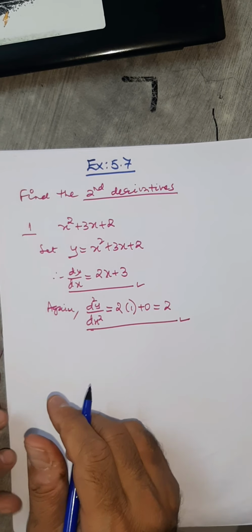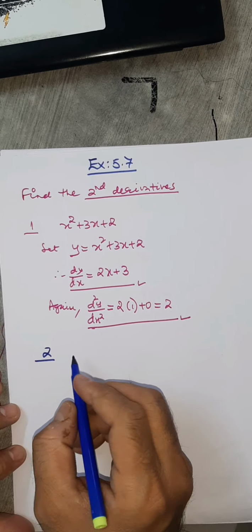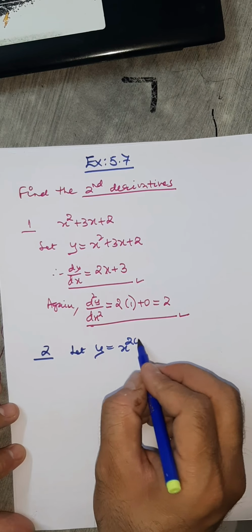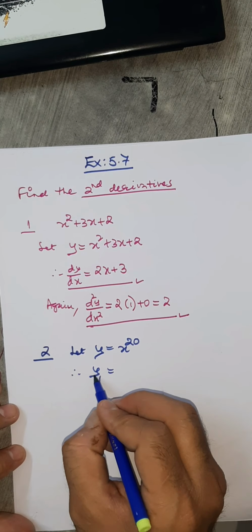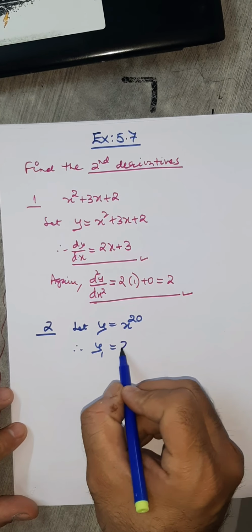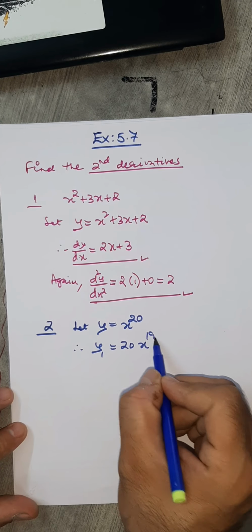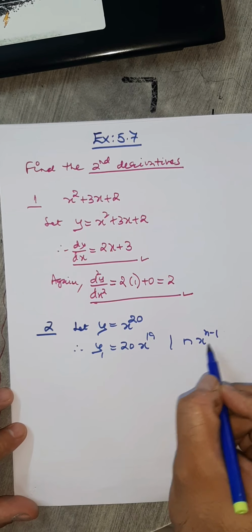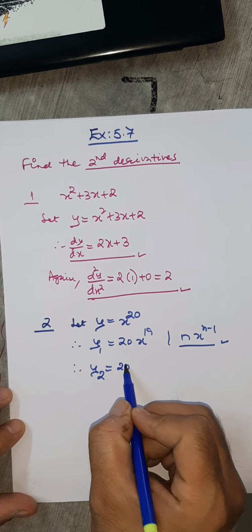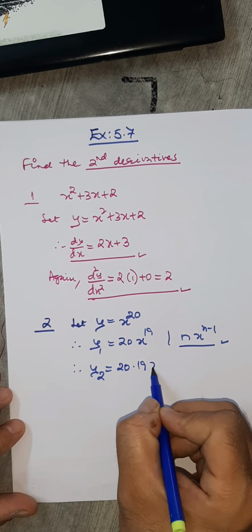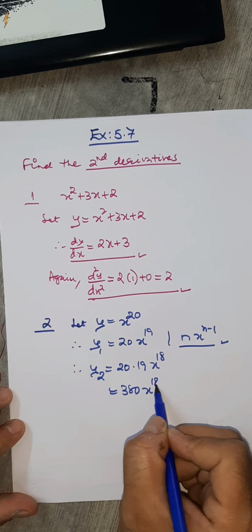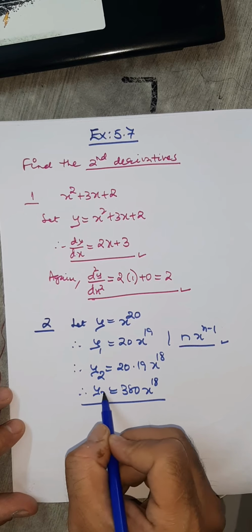Okay, question number 2, second question. Here let's take y equals x raised to 20. So therefore y1 equals, you can call y1 or dy by dx, both are same, you know. y1 equals 20 into x raised to 19, 1 less, you know, n into x raised to n minus 1. If you do y2, therefore 20 being constant as it is, same formula, 19 into 1 less, which is 18. So this is 380 into x raised to 18. Therefore y2 is this.